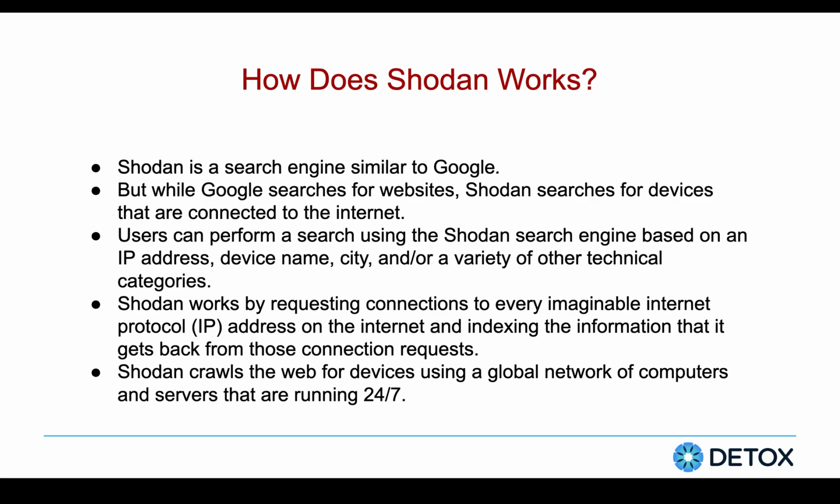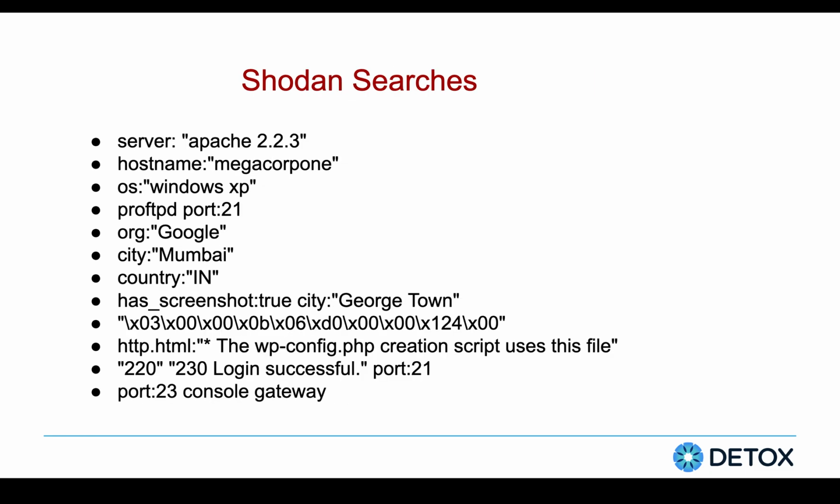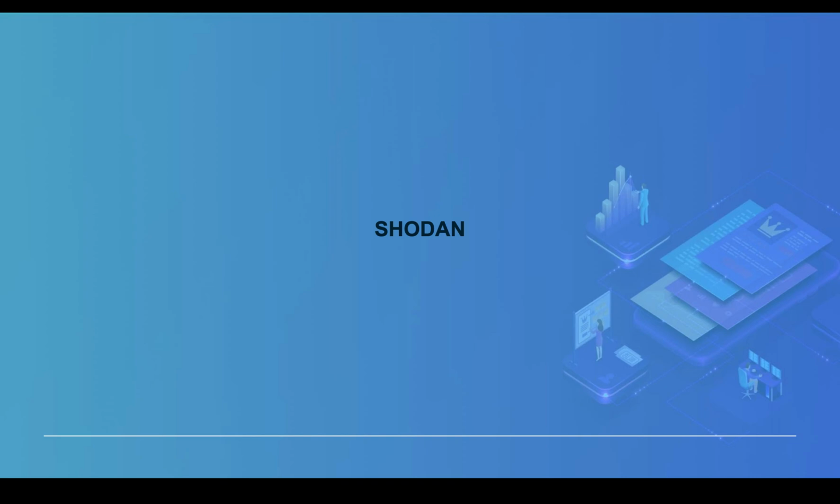Shodan crawls the web for devices using a global network of computers and servers that are running 24/7, 365 days a year, which means Shodan's sensors are crawling for devices capable of communicating on the internet, for different sorts of data, depending upon different kinds of techniques.